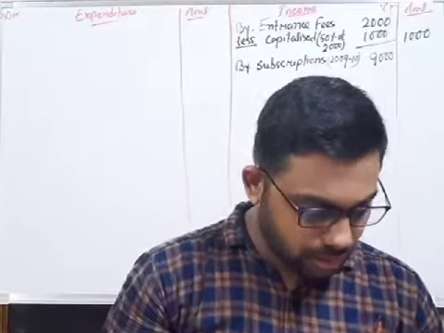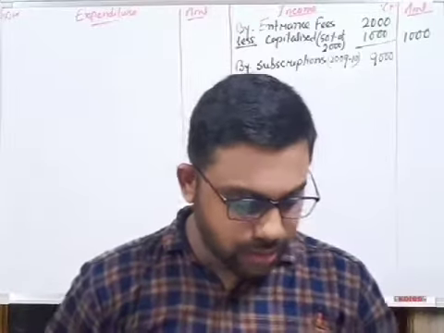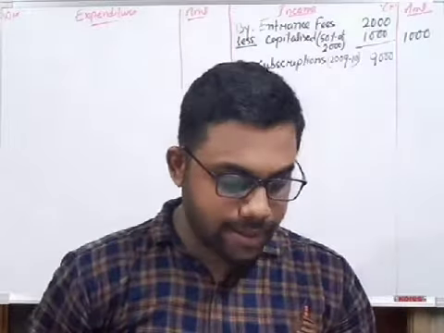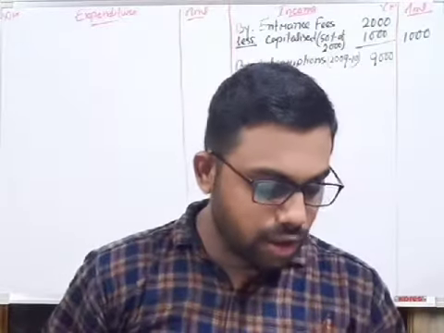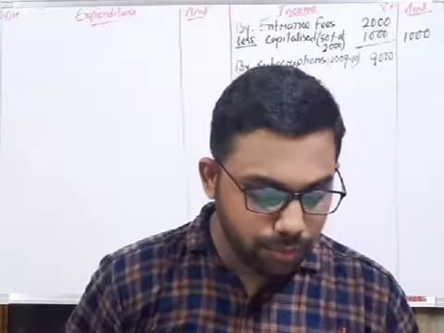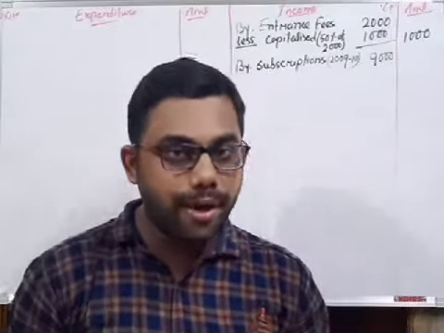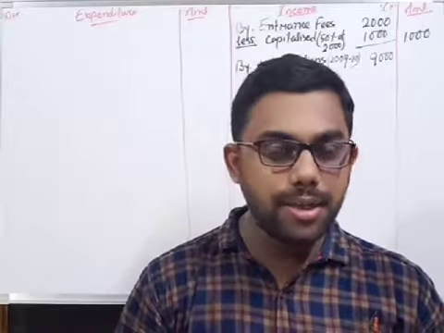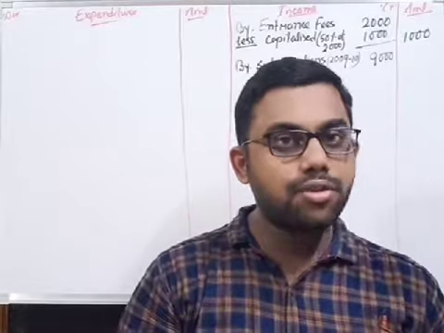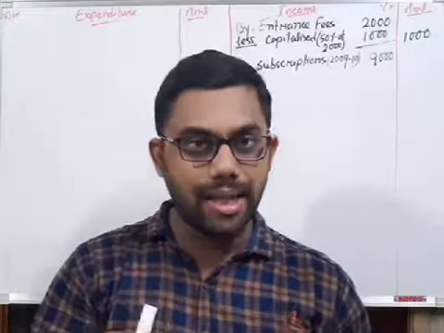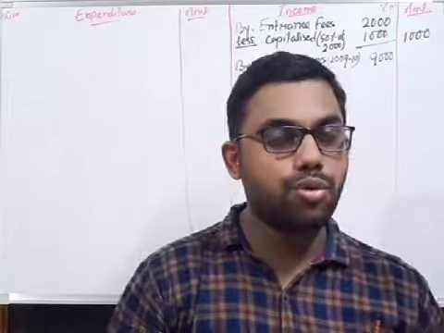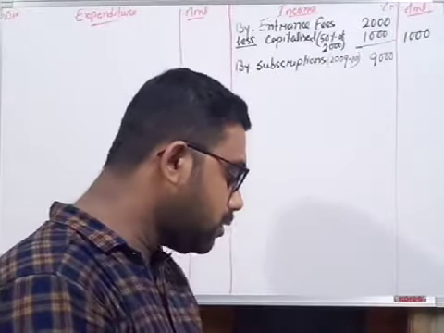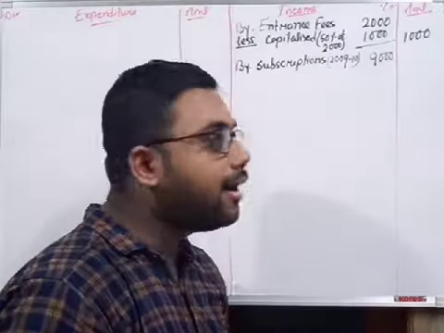So let's check our additional information. The first one is on 31st March 2011, that means at the end of the year, rent and salary outstanding were rupees 800 and rupees 1200, and subscription accrued was rupees 1000. Subscription accrued means earned but not received, that is, outstanding at the end of the year. Outstanding at the end of the year means it is income for the current accounting year. So what should we do? We have to add this item with subscription, because it is income for the current accounting year.